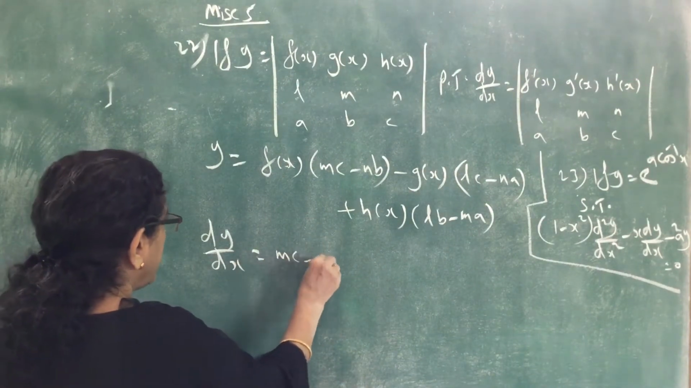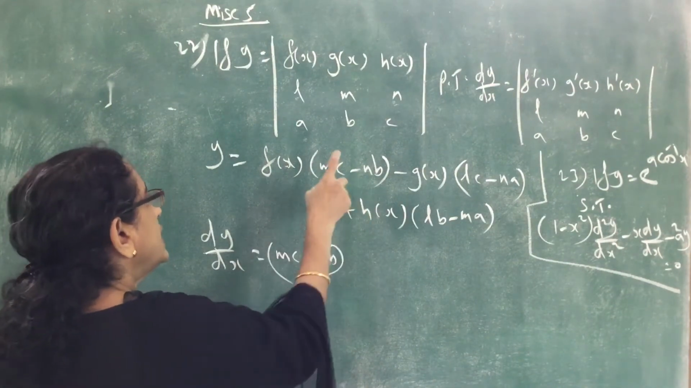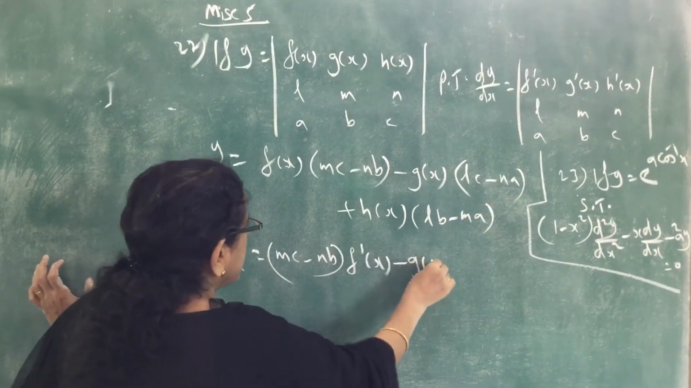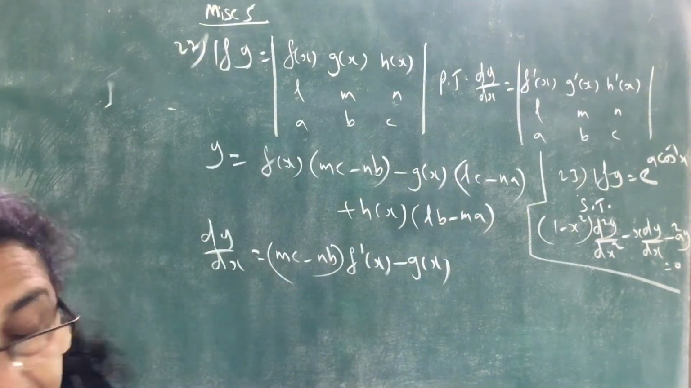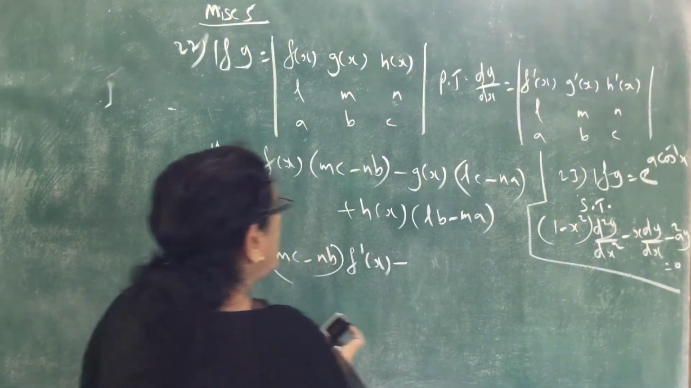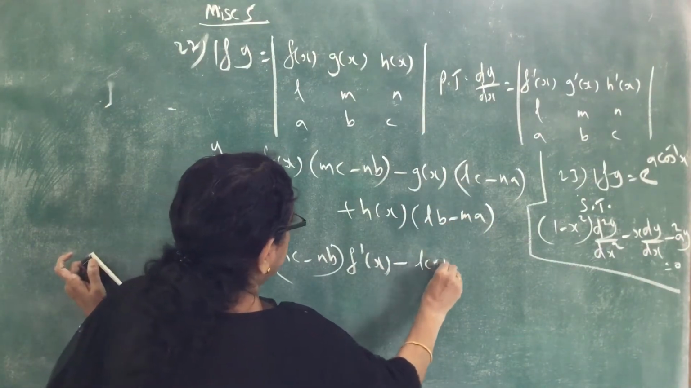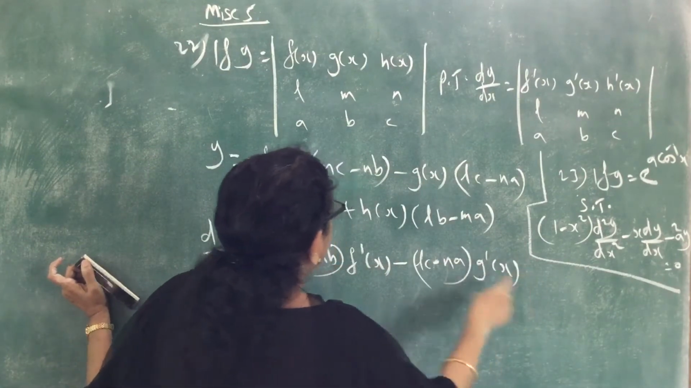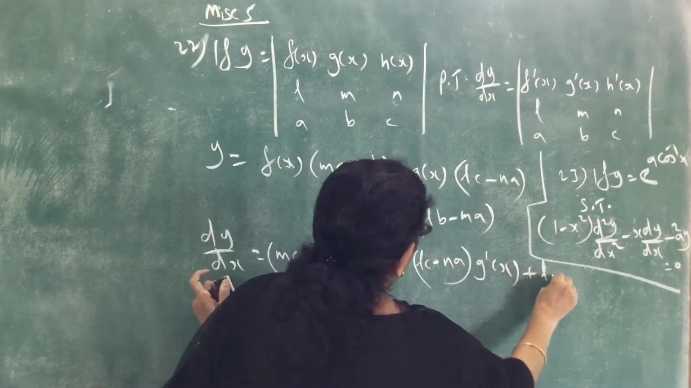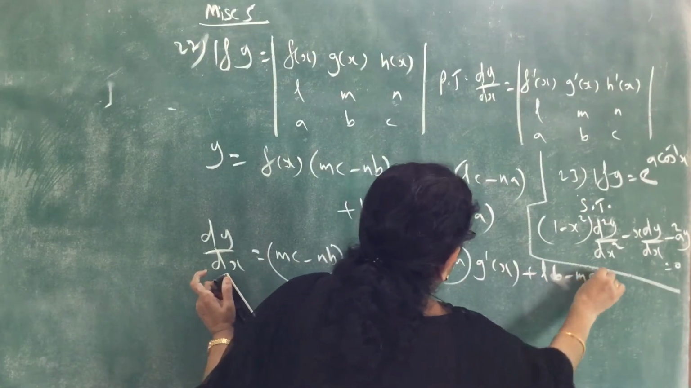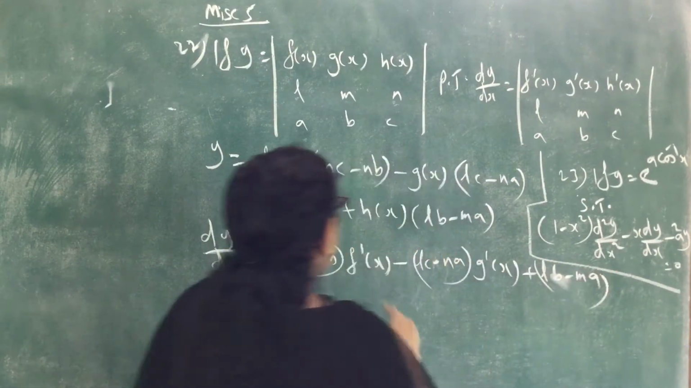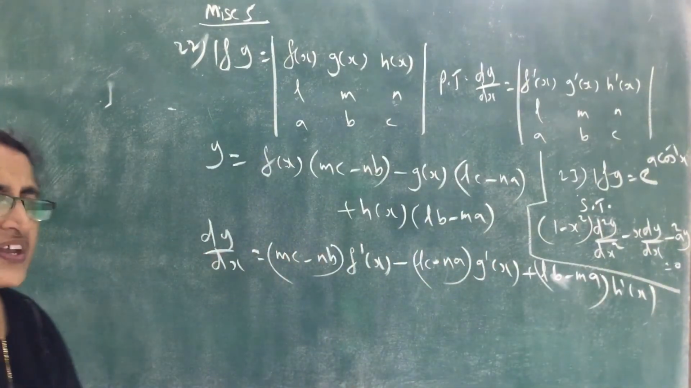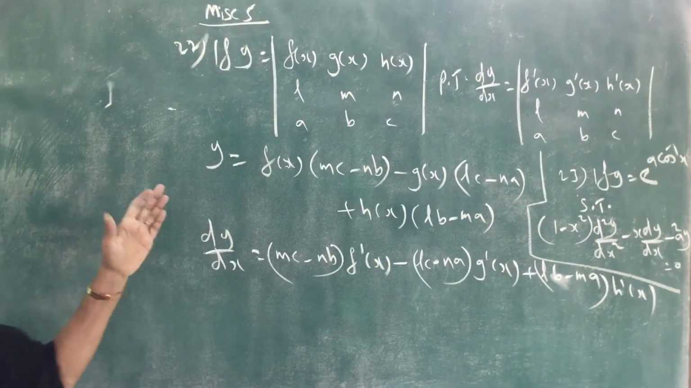So M into C minus N into B, the same thing, into the derivative of f of x, that is f dash x, minus g of x into, minus, take the constant, LC minus N into A, into the derivative of g of x, that is g dash x, then plus LB minus MA into the derivative of h of x, that is h dash x. So that is the derivative of y with respect to x. So we found the derivative.